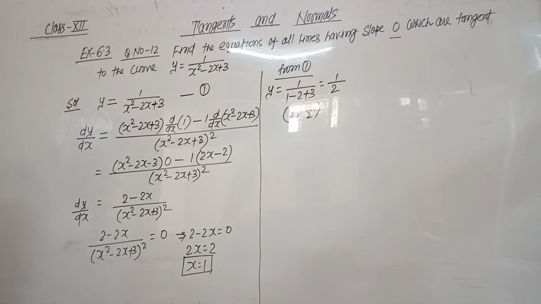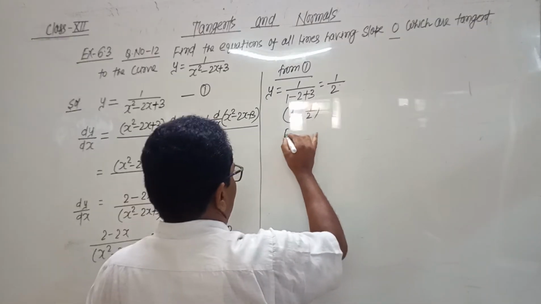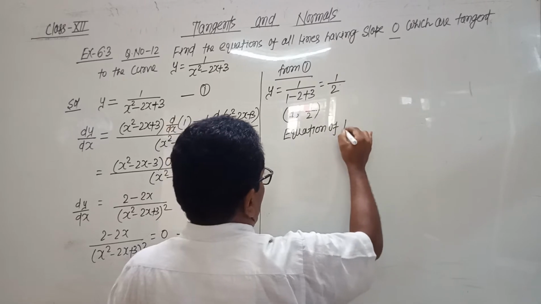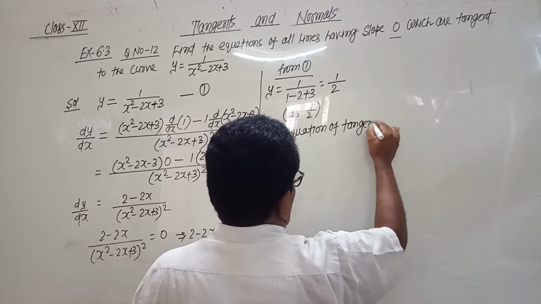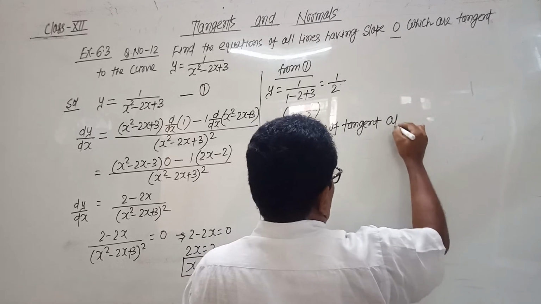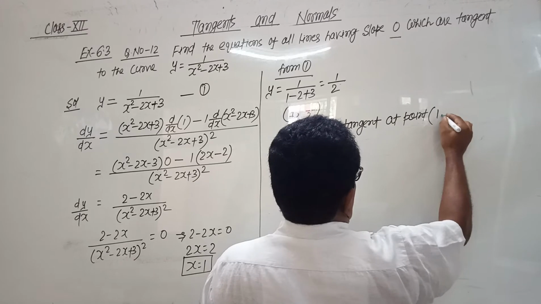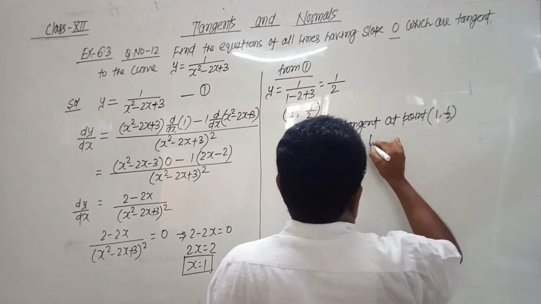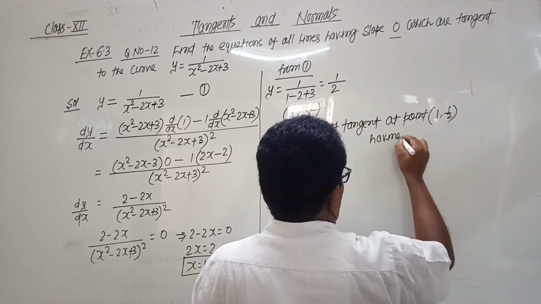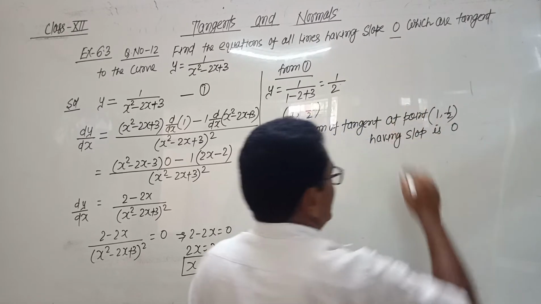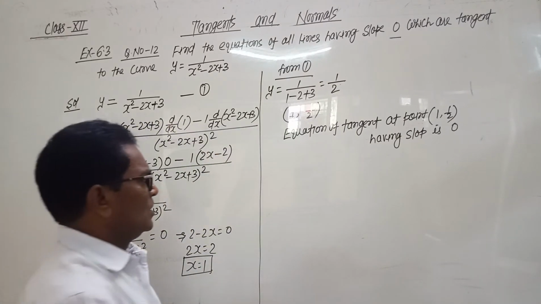Now we have to find the equation of the line, means equation of the tangent whose slope is 0. So equation of tangent at point x1 y1 means 1 comma 1 by 2 having slope 0, because slope is given, having slope is 0. We have given the slope of the line is 0.